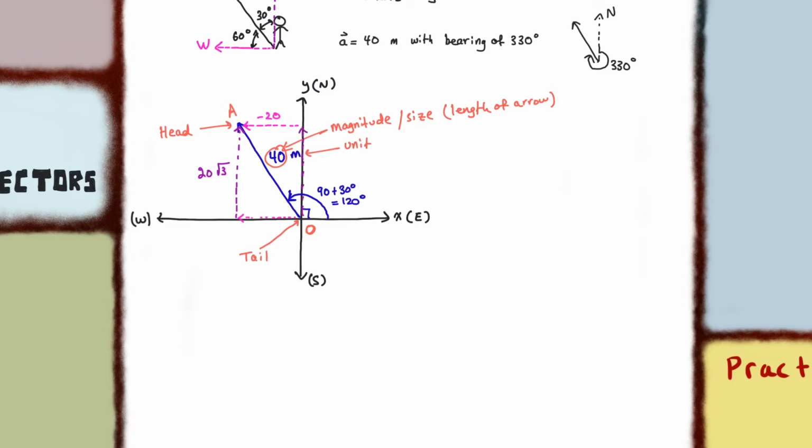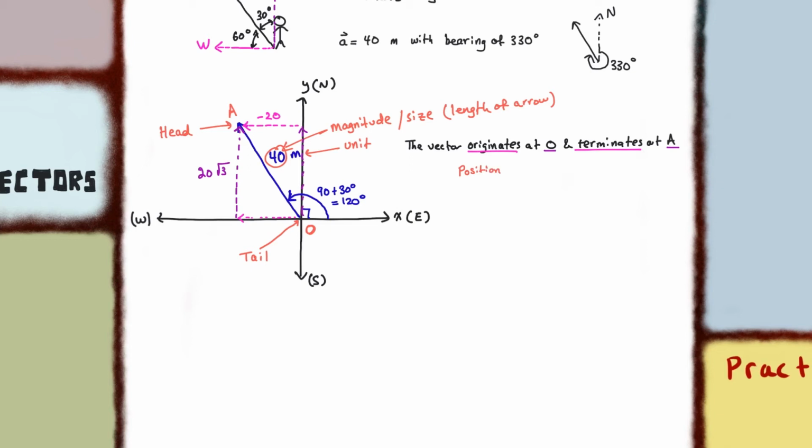To write this properly in terms of terminology, we say that the vector originates at O, that's the starting position, and terminates at A, which is our end position of the vector, or the character in this case, and their final position. This vector has started from the origin, so we can call this a position vector.